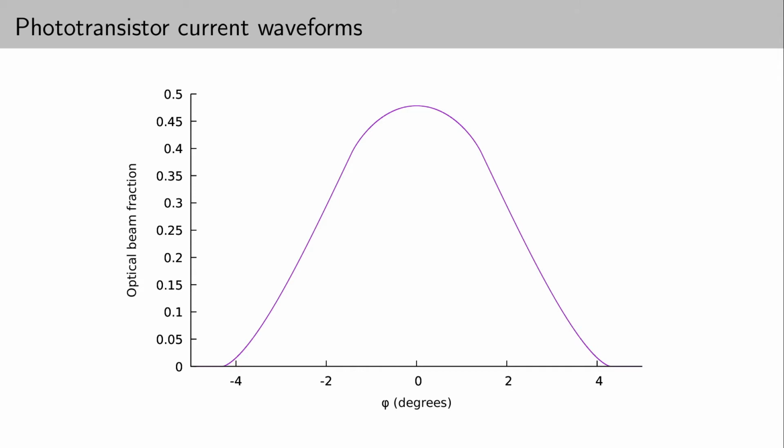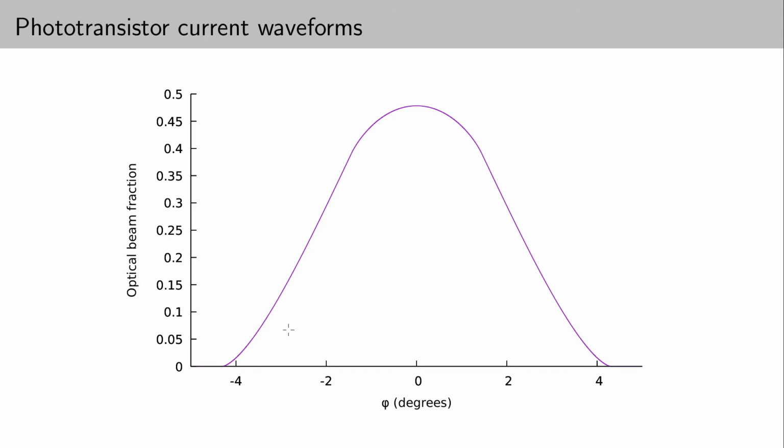And so what you can do is calculate what fraction of the optical beam is allowed through as a function of the angle, the angle between basically the center of the motor encoder disk hole and the center of the optical aperture. And what you get is this curve.